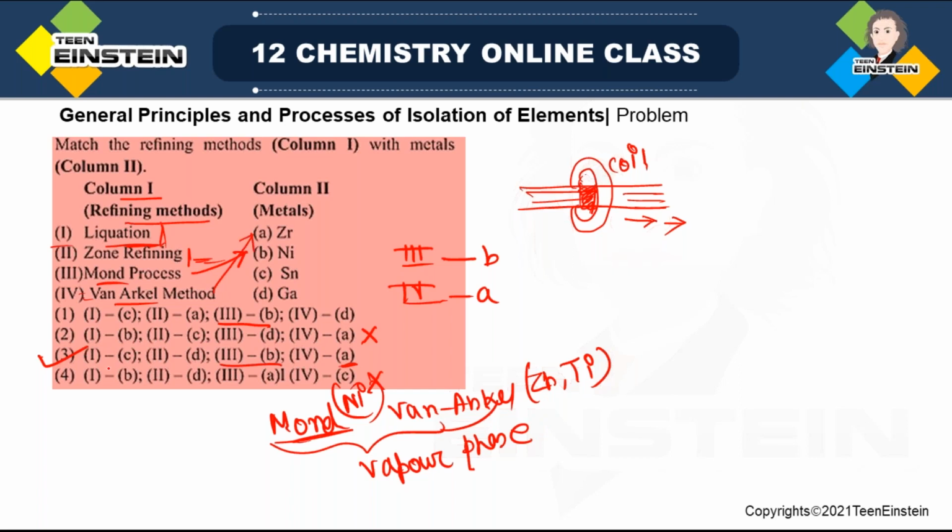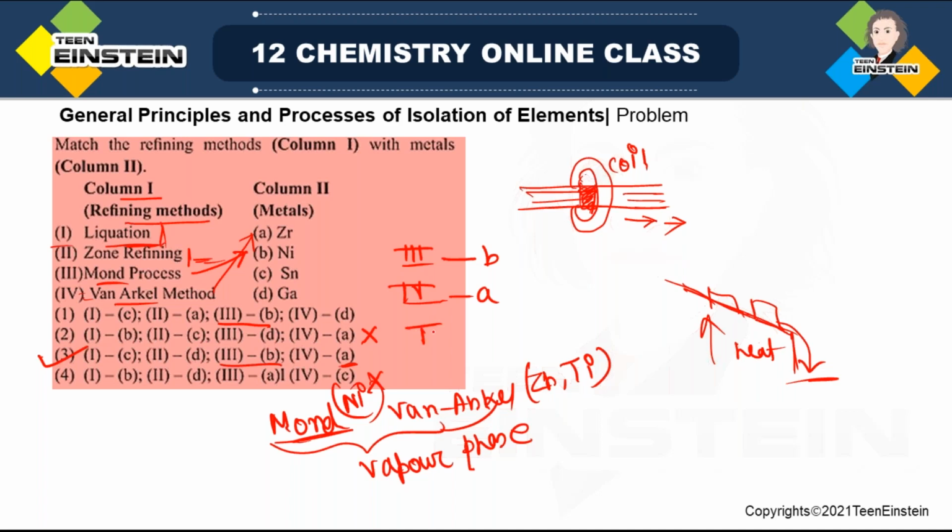Now if it is correct, one is related to C, that means liquefaction is related to Sn. In the liquefaction process, we take a sloping arrangement where the metal has a lower melting point. When heat is given, the metal gradually turns liquid and is stored here, and the impurities remain on this surface. So this is the liquefaction method, and tin is mainly used in it.